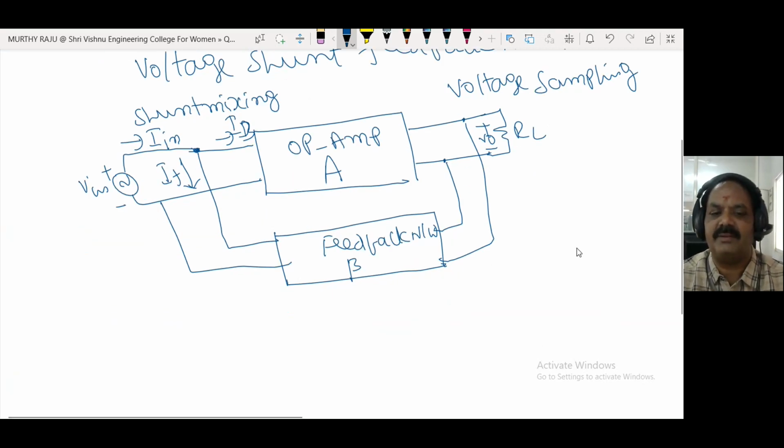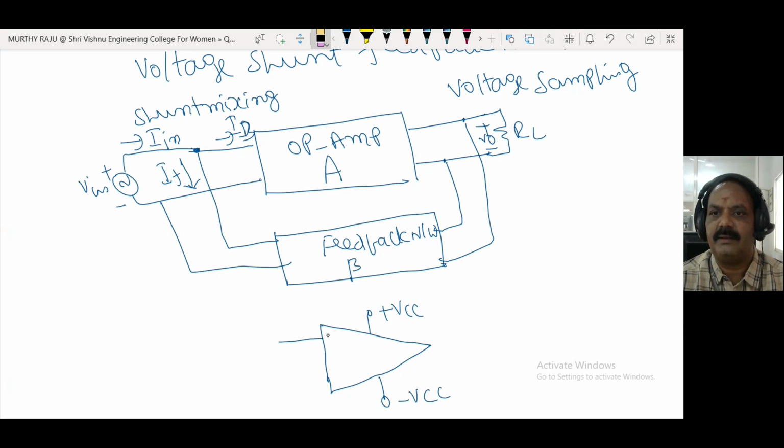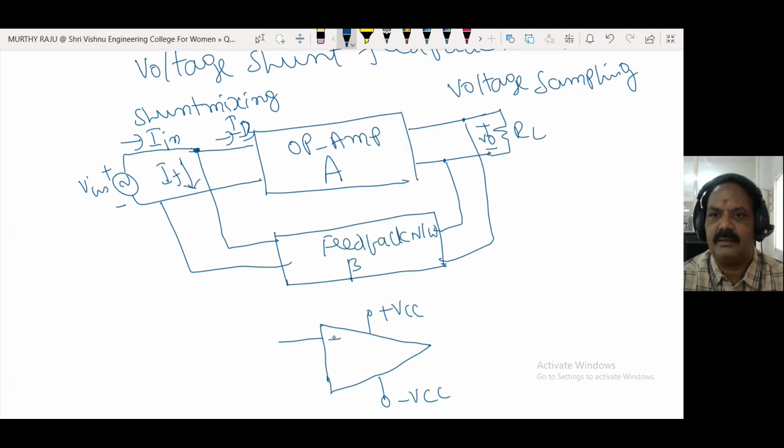Here, the op-amp block is replaced with the original op-amp. Here, plus VCC, minus VCC. This one is V1, the inverting terminal of an op-amp.